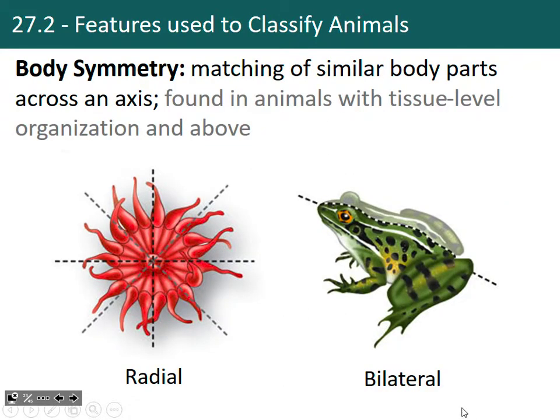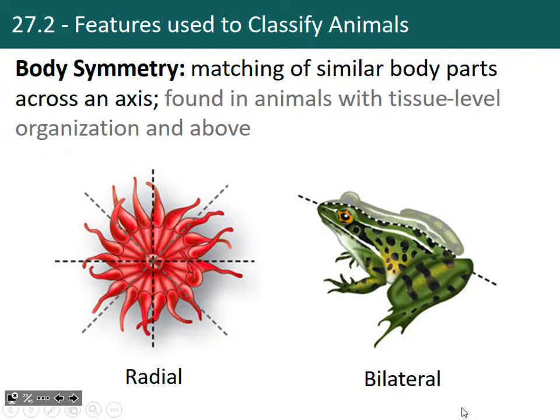Okay, we also are going to talk about organisms in terms of their body symmetry. So is the body radially symmetrical or bilaterally symmetrical? And what that means is that you have matching or similar body parts across an axis. This does not apply to our sponges, or parazoans, because it's not found in animals with subtissue level organization. We only see it if you have true tissues. So the sponges don't have any symmetry. They're considered asymmetrical.